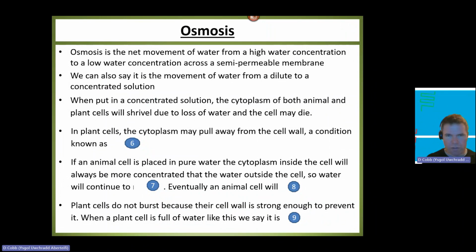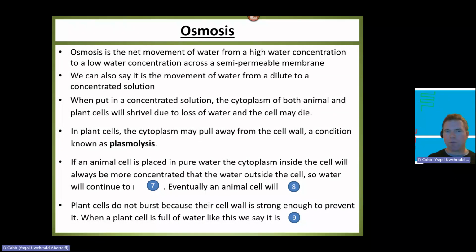When put in a concentrated solution, the cytoplasm of both animal and plant cells will shrivel due to loss of water and the cell may die. In plant cells specifically, when you do that, the cytoplasm may pull away from the cell wall, a condition known as plasmolysis. We say the cell has plasmolyzed.